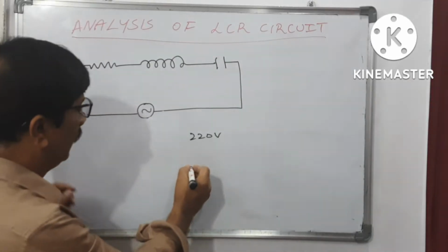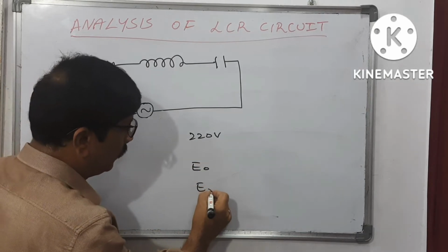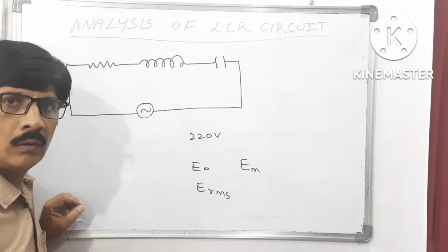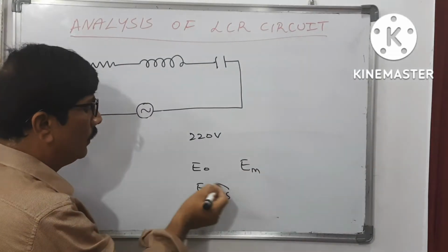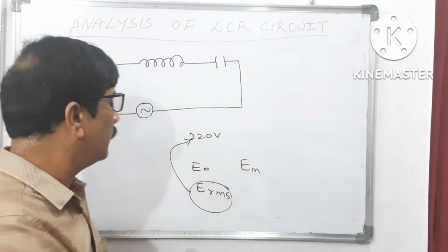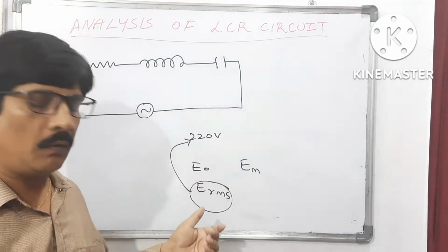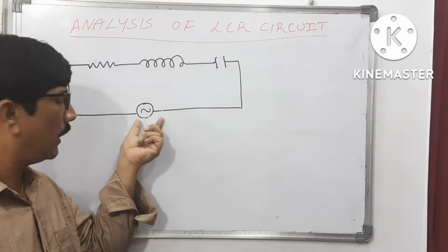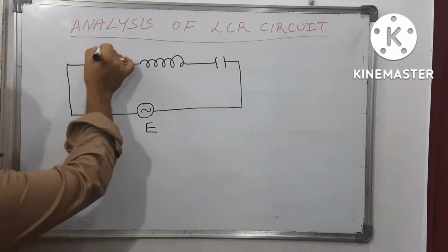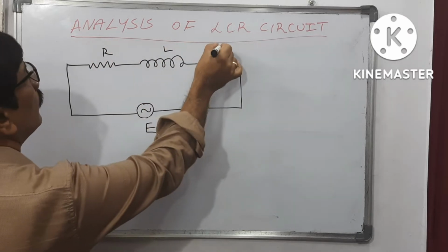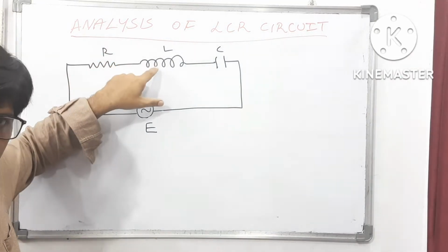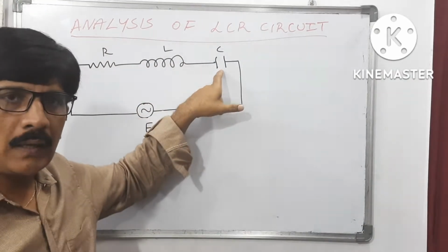But whether it is peak value or RMS value or mean value, which one? There is no doubt this is RMS value. When they are saying the 220 volts power supply, it is nothing but the RMS value of this EMF. When I am connecting this AC source of particular electromotive force to this LCR circuit, LCR means what? R is the resistance of the resistor, L is the self-inductance of the inductor, and C is the capacitance of the capacitor.